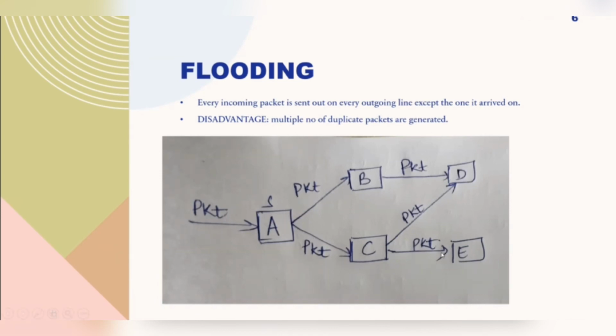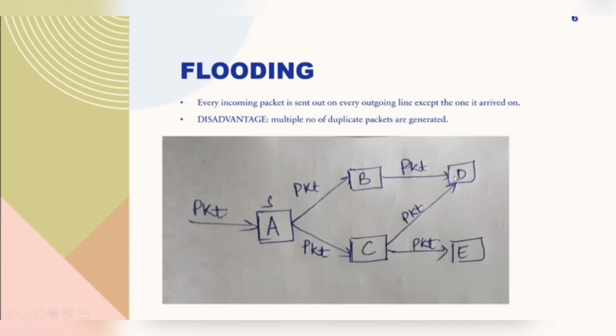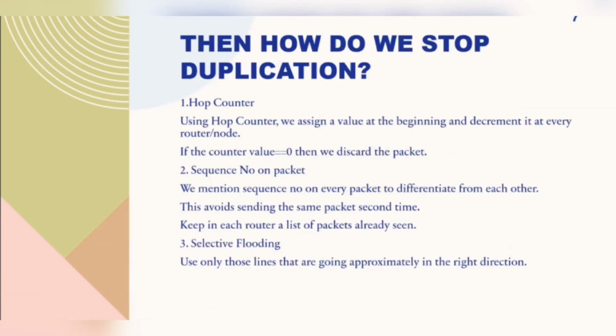The problem with this algorithm, the disadvantage, is that a multiple number of duplicate packets are generated. For example, we send the packet from B, and D is also receiving the same packet from C. So we have duplicate packets at the destination. This is the disadvantage of this algorithm. Then how do we stop duplication?